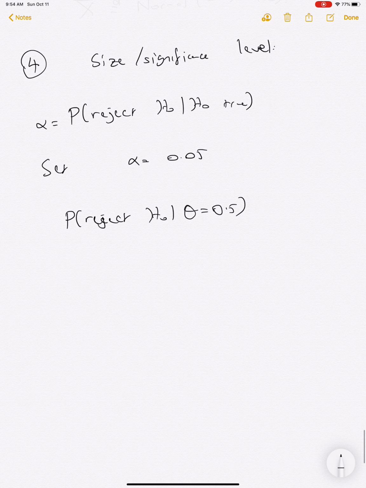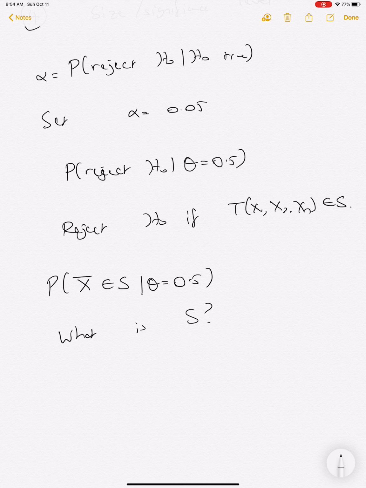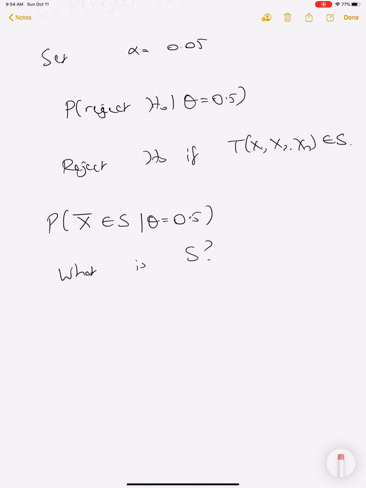So the probability that we reject H naught is given theta is 0.5, because that's our null hypothesis. And remember that we reject H naught if our test statistic T of x1, x2 up to xn lies in some set S. So that's the probability that x bar lies in some set S given that theta equals 0.5. And then the key question is, what is S?